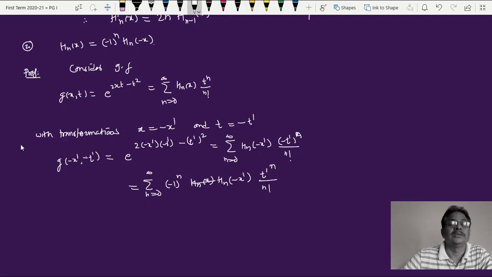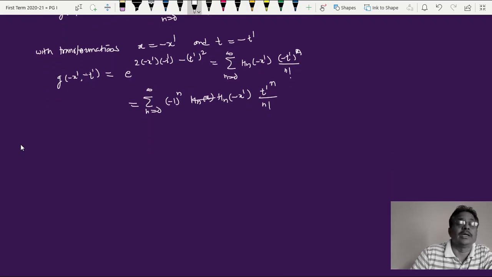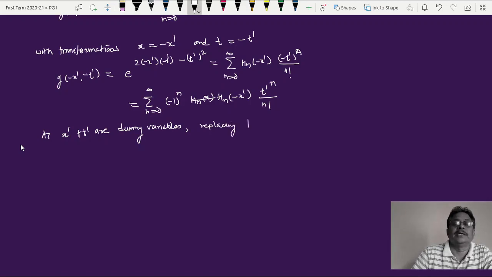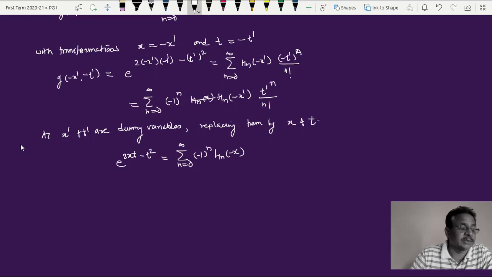Okay, and here again, since x prime and t prime are dummy variables, replacing them by x and t, we will get e raised to twice xt minus t square is equal to summation over n equal to 0 to infinity. This time minus 1 raised to n remains as it is here, and this is h n of minus x, x prime has been replaced by x, and multiplied by t raised to n upon n factorial.